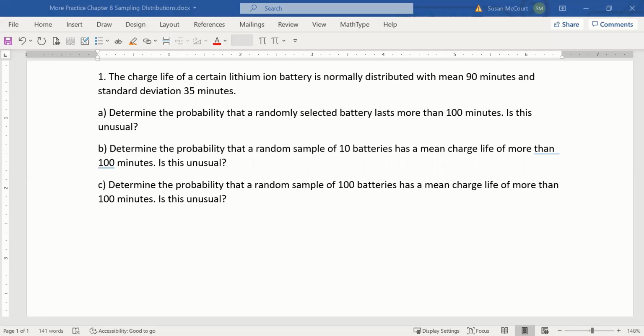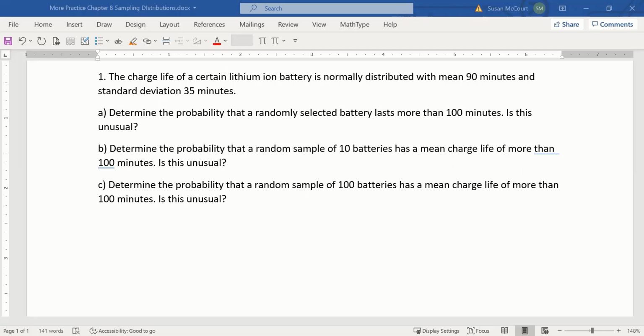So just the two examples. The charge life of a certain lithium-ion battery is normally distributed with mean 90 minutes and standard deviation 35 minutes. So A, determine the probability that a randomly selected battery lasts more than 100 minutes. Is this unusual? B, determine the probability that a random sample of 10 batteries has a mean charge life of more than 100 minutes. Is this unusual?